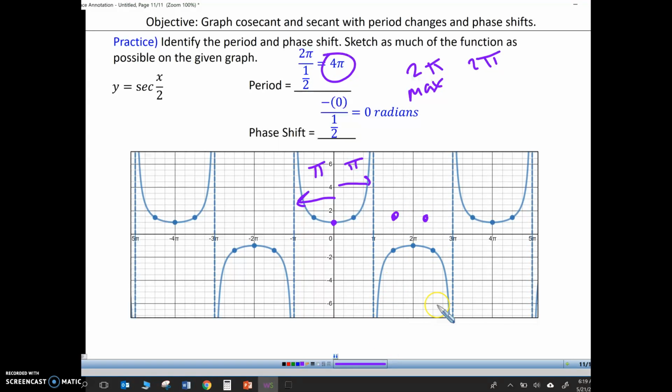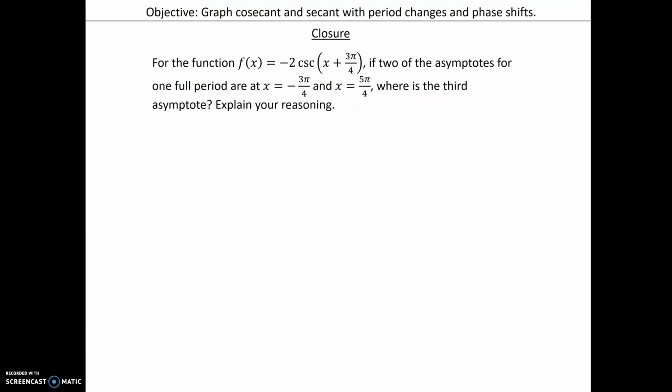Okay, so hopefully you like these videos on graphing cosecant and secant. Very straightforward, very easy. Please attempt the closure. So here is the closure. Pause the video, give this a go, and look at the feedback, and then please try your independent practice.